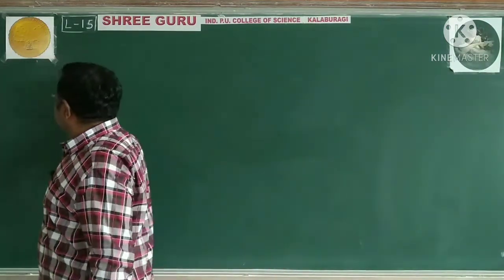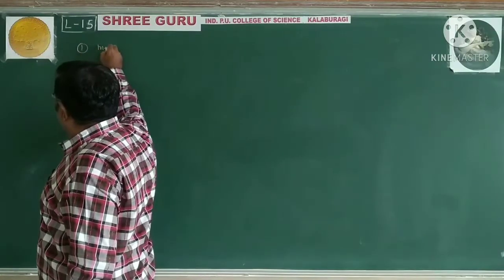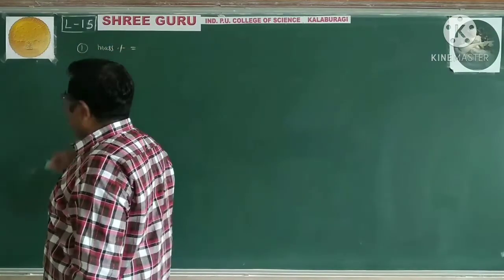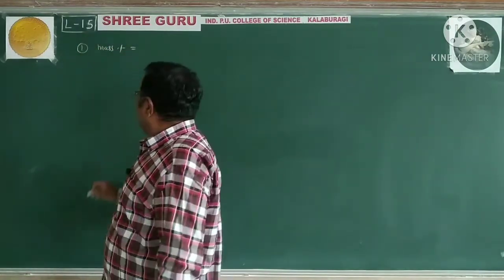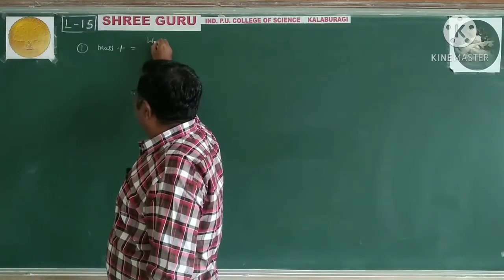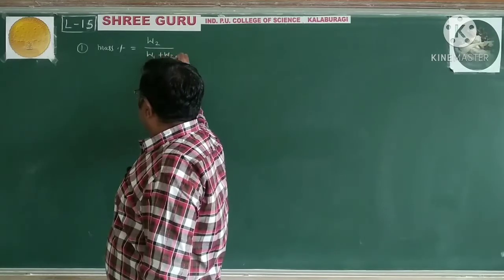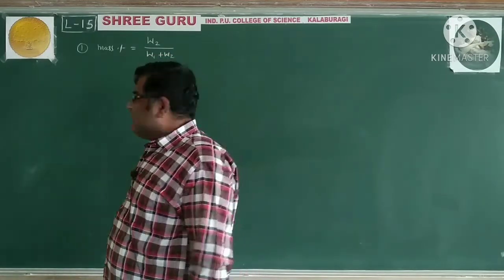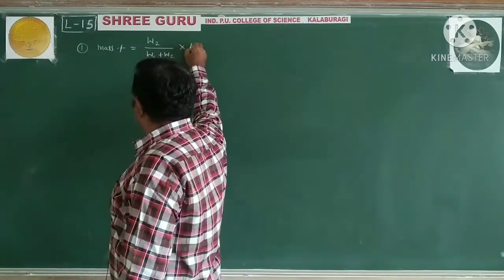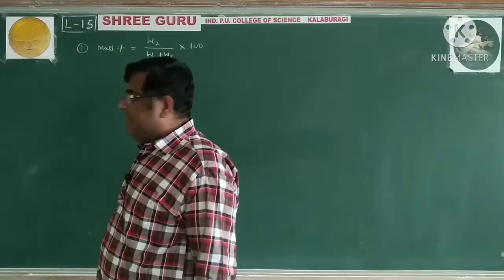So the first one is mass percent of solute, and that is W2 divided by mass of solvent plus mass of solute, which is the mass of solution, into 100.